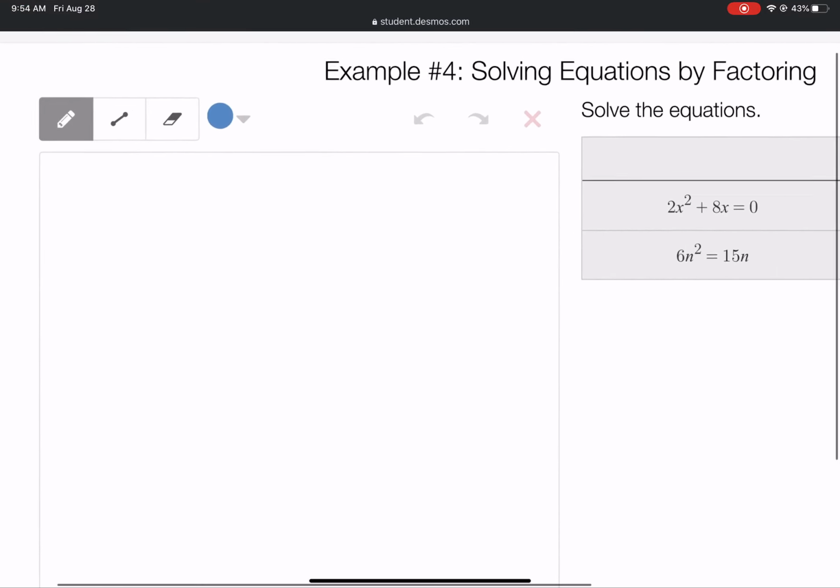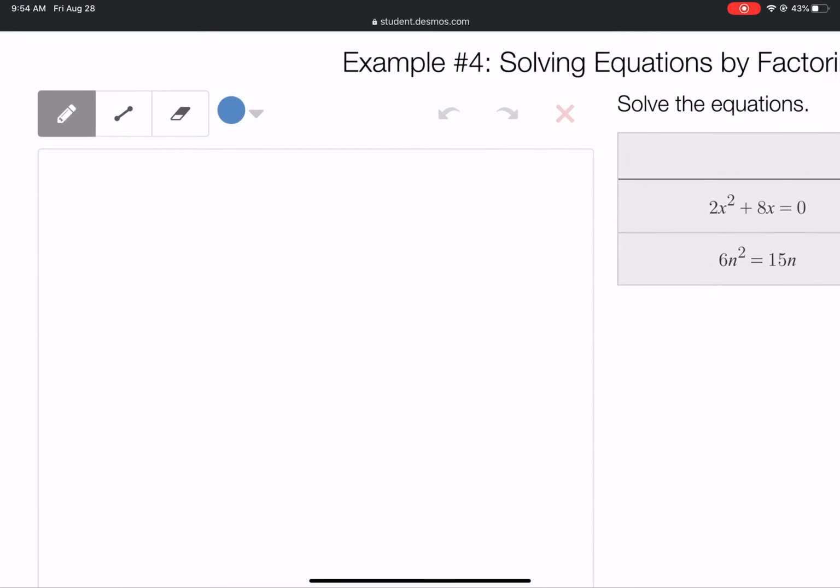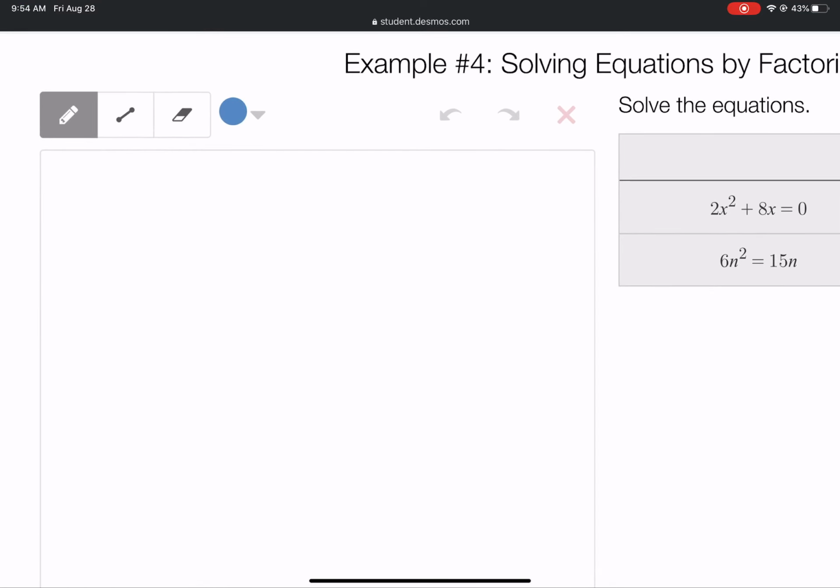Now we're going to use that idea of factoring out our greatest common monomial to solve an equation. My first equation is 2x to the power of 2 plus 8x equals 0. So we have our polynomial equation. The only way that we can solve a polynomial equation as of now is to have it equal to 0 and to have our factored form. So in order to solve this, I need to first factor out our greatest common factor and create a product of two terms.